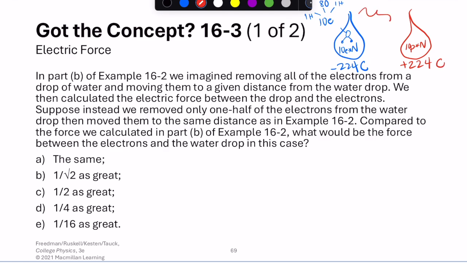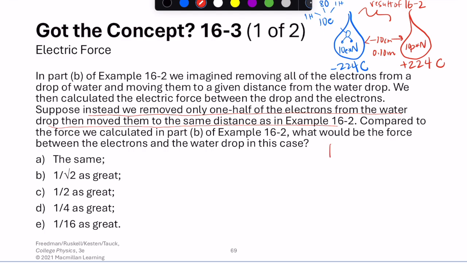And so this is the result of example 16.2. What this conceptual question wants to know is: if instead we removed only half of the electrons from the water, and then moved them to the same distance. What was the distance? I believe it was 10 centimeters, which is 0.10 meters. How would the force compare?